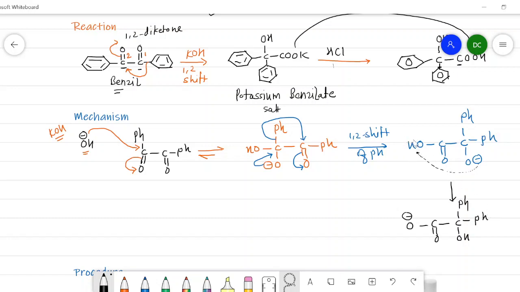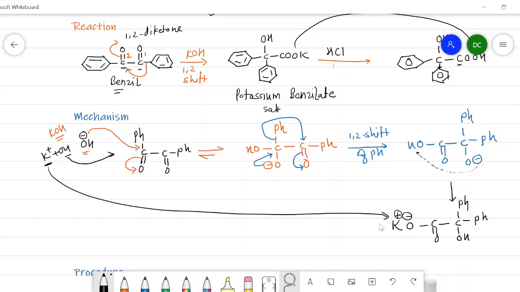The hydrogen which is attached to the oxygen is transferred from this oxygen to this oxygen, and it will generate another anion. This anion will combine with the K plus from KOH, which forms K plus and OH minus. OH minus is used here and K plus is used here. So we get potassium benzilate as a salt, and in the final step, this salt, when it is treated with HCl, will form the corresponding acid.